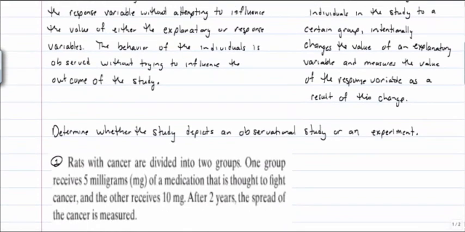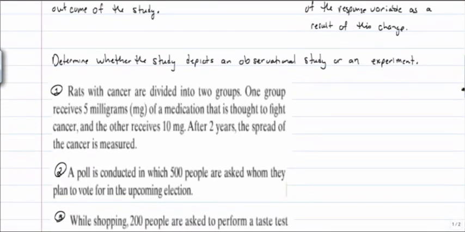And so on. Let's determine in our next examples whether the study depicts an observational study or an experiment. Keep in mind, an implement of change has to be introduced for it to be an experiment. Number 1. Rats with cancer are divided into two groups. One group receives 5 milligrams of a medication that is thought to fight cancer, and the other receives 10 milligrams. After 2 years, the spread of the cancer is measured. So this would be an experiment. The explanatory variable would be the different medications, and the response variable would be the spread of the cancer.